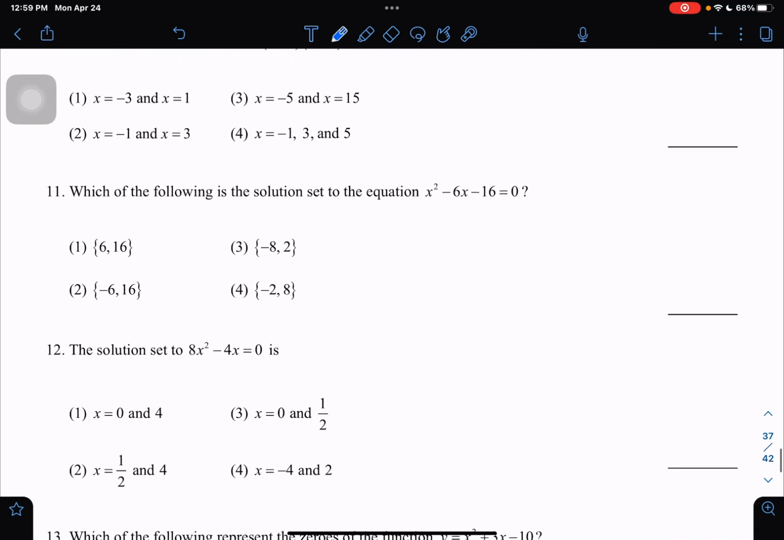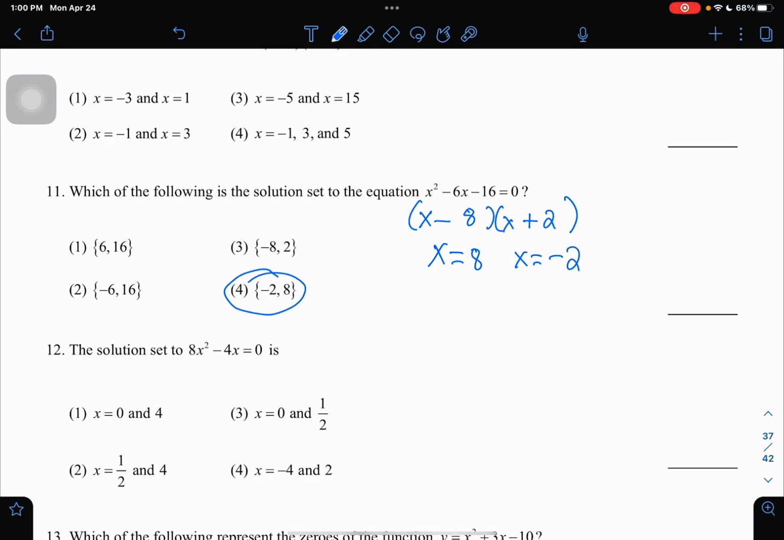Number 11, which is the solution set for this? So we can factor this. Our signs are going to be 1 negative and 1 positive. And the factors of 16 are 8 and 2. So that'll give us -8 times 2 is -16. And -8 plus 2 is -6. So x is equal to 8, and x is equal to -2. All right, so that's number 4.